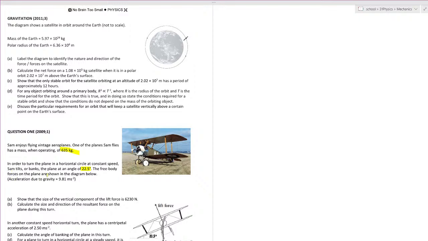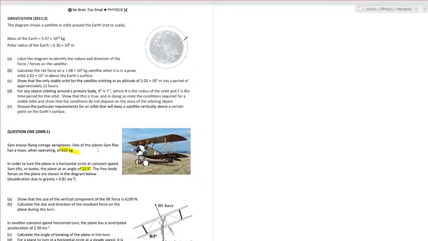The free body forces on the plane are shown in the diagram below. So we've got the force due to gravity, which is straight down, and we've got our lift force, which is acting at an angle to the vertical, which is going to be that angle there, 22.5. So the vertical component of the lift force is going to be the same as the force due to gravity, and then we're going to have a centripetal force which is acting towards the center.